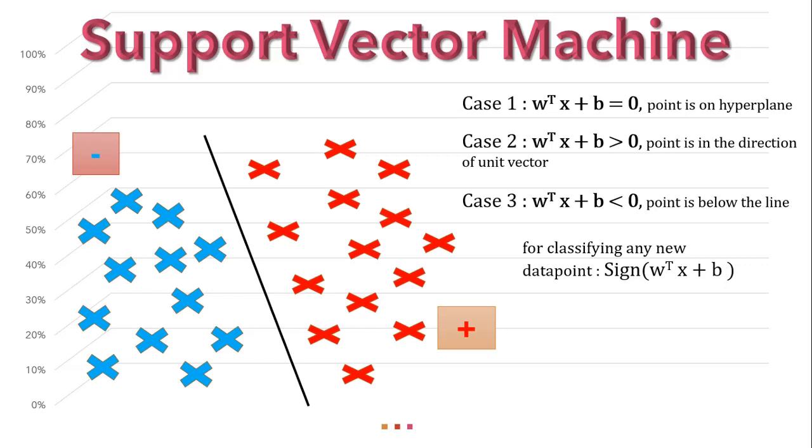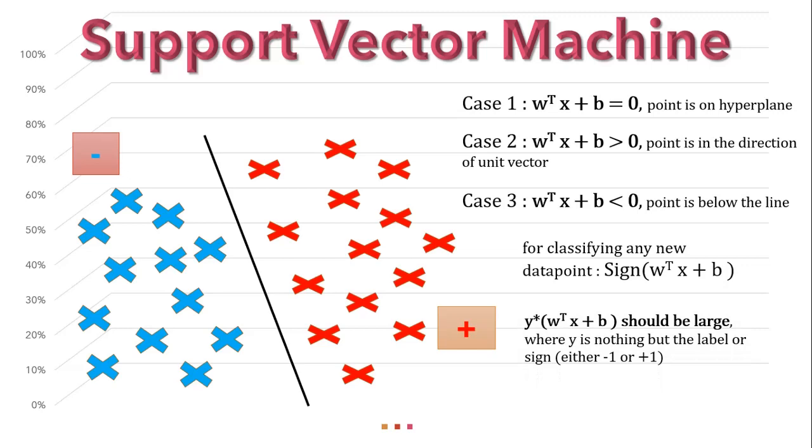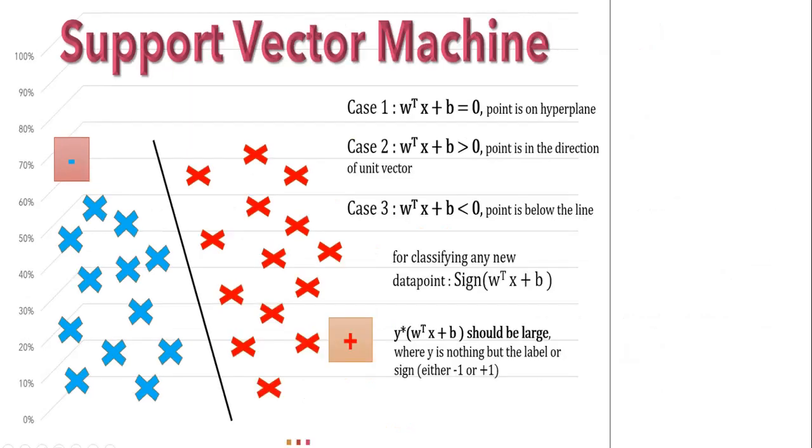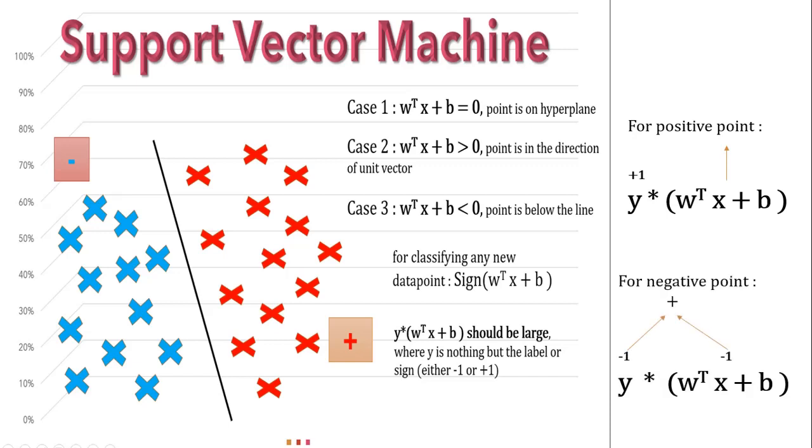So here we want the magnitude of the value to be large, or in other words, if I know the label of my outcome, then I can say y times (W transpose X plus B) should be large. Why did I do this? Simply, if it is a positive point, then y will be plus 1, and we want the W transpose X plus B value to be large. If it is a negative point, then both y and W transpose X plus B will be negative, and once we multiply these values, it becomes positive. So in general, for any point, we want y times (W transpose X plus B) to be large.